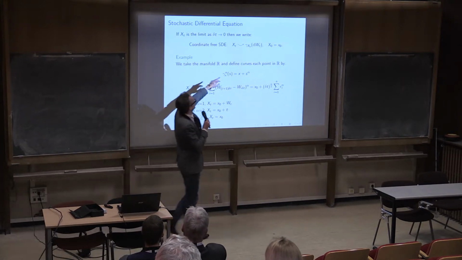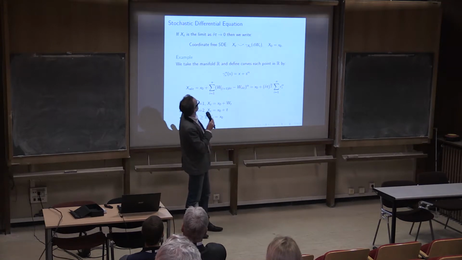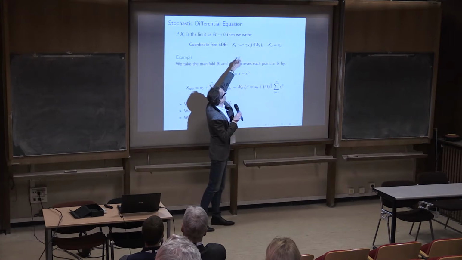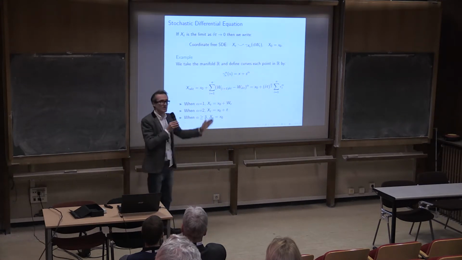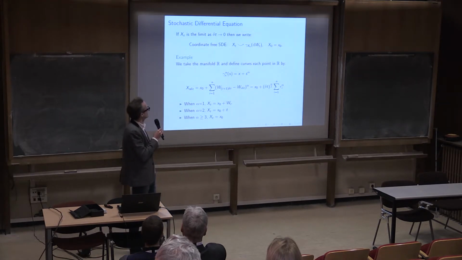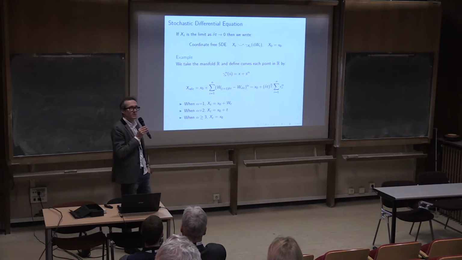So gamma here is our field of curves, and we've made up this notation of saying that x of t follows the curve. That's what that curved line is meant to mean. So it follows the curves given by gamma at the point x of t. So that's a coordinate-free definition of a stochastic differential equation, and I'll show in a moment how that relates to Ito stochastic differential equations.